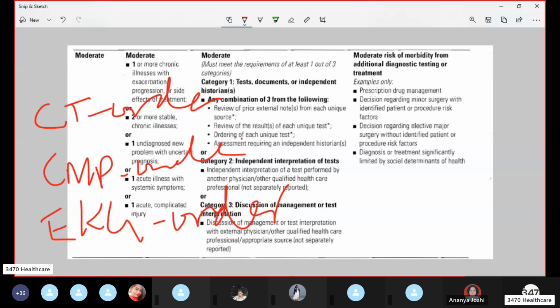I said any combination: either review one, order one, or review of the test results one, or review of the prior records, or any single point itself. Below it, order itself, 3 we have. Correct, that is the meaning, right? So order itself 3. That time also you can go for category 1 warrant. So any combination, it is the moderate, because 1 out of 3. 3 categories, any one met, it's the moderate.